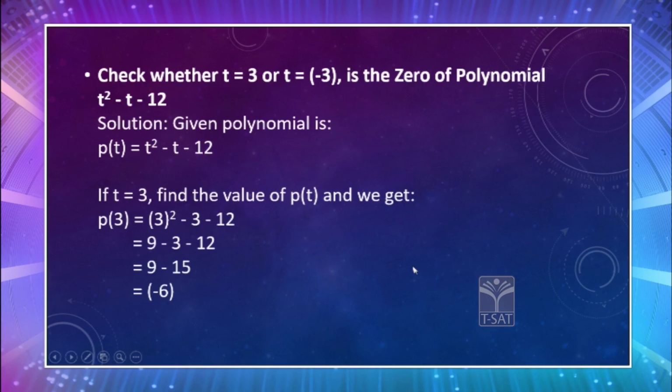Okay. Now, I am going to take one more example. Check whether t equal to 3 or t equal to minus 3 is a 0 of the polynomial t square minus t minus 12. Substitute the value 3, so you are going to find p of 3. P of 3 equals 3 square minus 3 minus 12. 3 square is 9, minus 3 minus 12 is minus 15, 9 minus 15 is minus 6. P of 3 is minus 6 but not 0, so it is not a 0 of the polynomial.